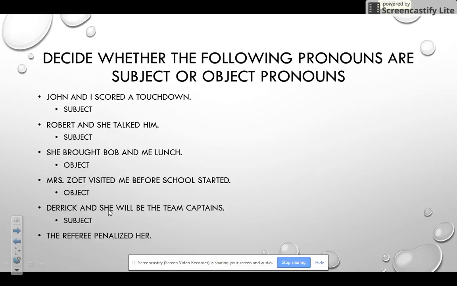The referee penalized her. Her is our pronoun. Penalized is an action word. That's our verb. So since this pronoun comes after the verb, it is an object pronoun.